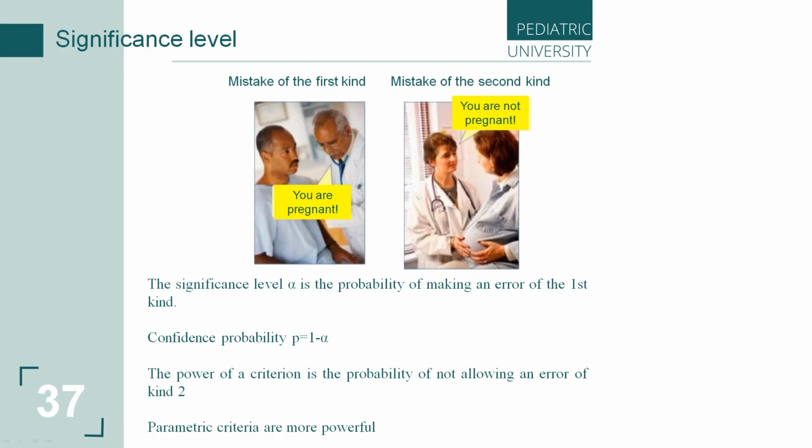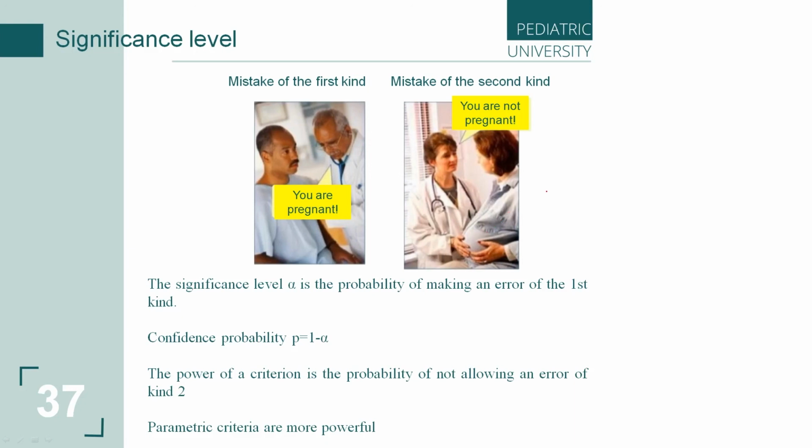So, a visual picture on the slide depicts the first kind of error, which is to reject the correct hypothesis, when we mistake a non-pregnant person for a pregnant person. We can say this is a mistake of the first kind. We say to the man, you are pregnant. Error of the second kind is when we accept the wrong hypothesis, when we tell a pregnant woman that she is not pregnant.